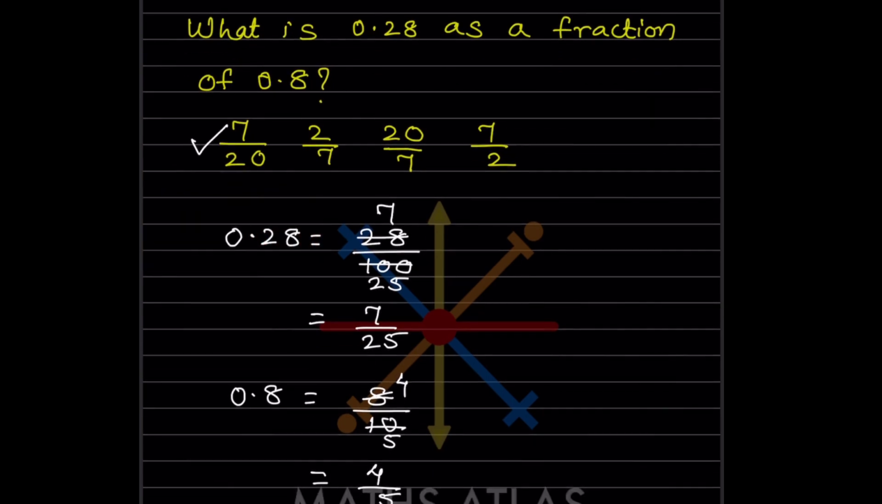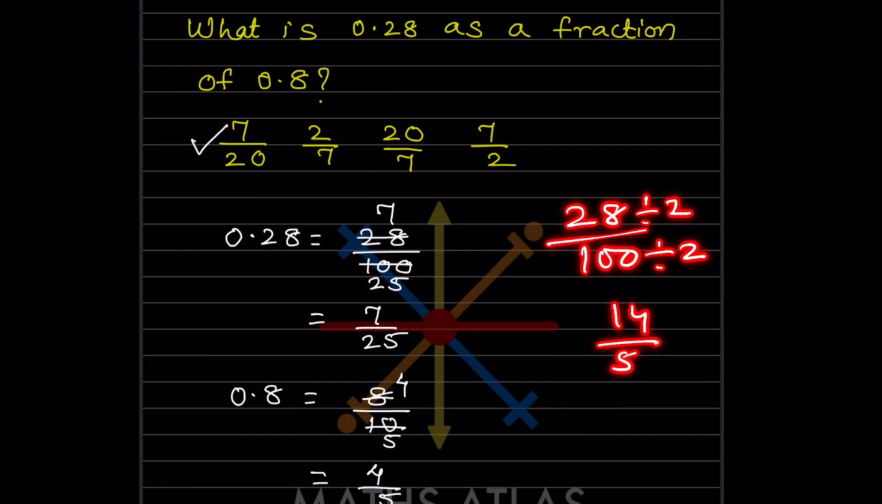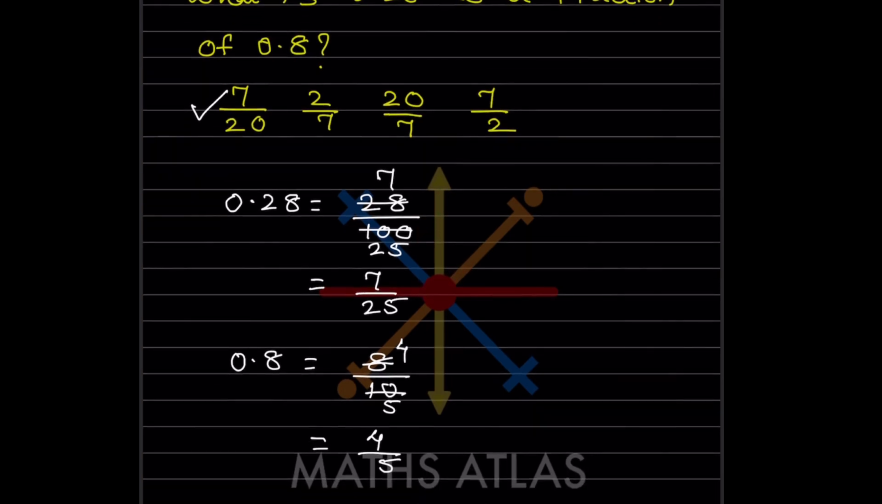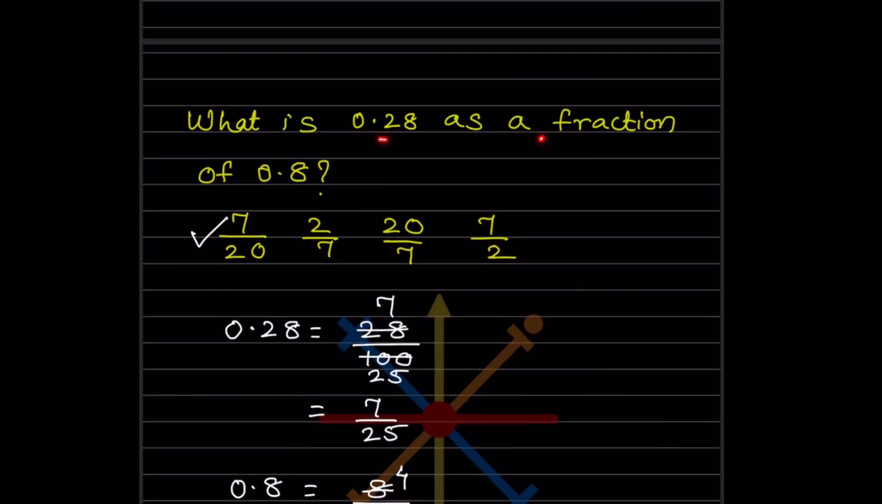Now let us simplify this one. You can divide it by 2, that will be 14 by 50. Then again divide by 2, that is going to be 7 by 25. Or directly, this is divisible by 4 and this is also divisible by 4, that will be 7 by 25. So 0.28 is 7 by 25. And 0.8, since there is only one number after the decimal, you divide by 10. So 2 4s and 2 5s, that will be 4 by 5.